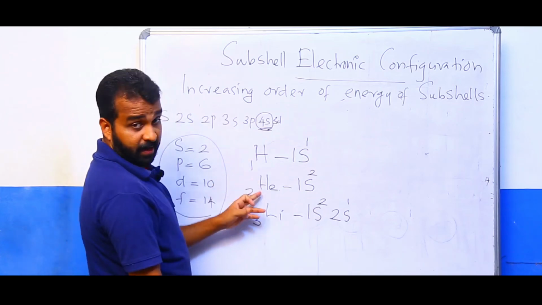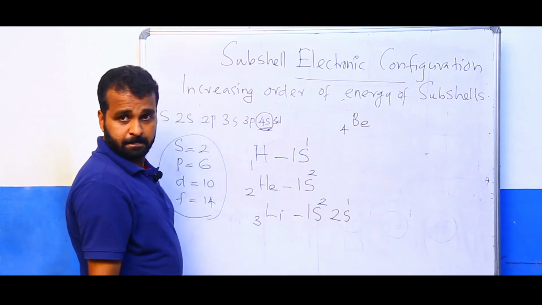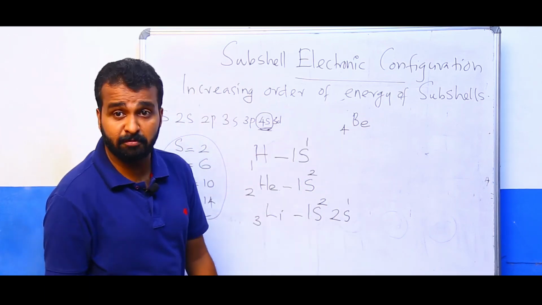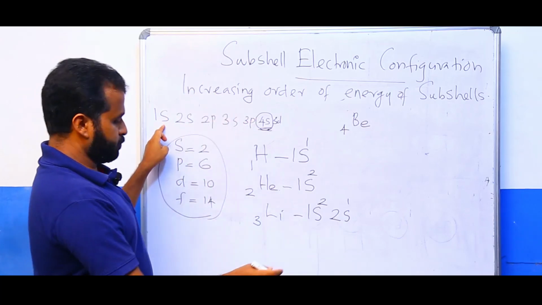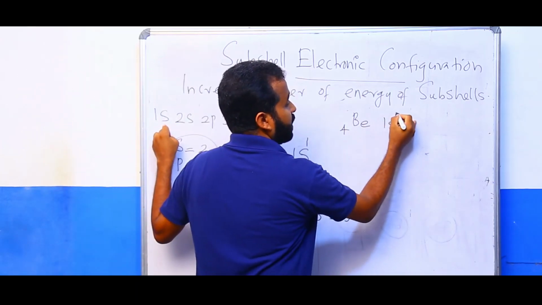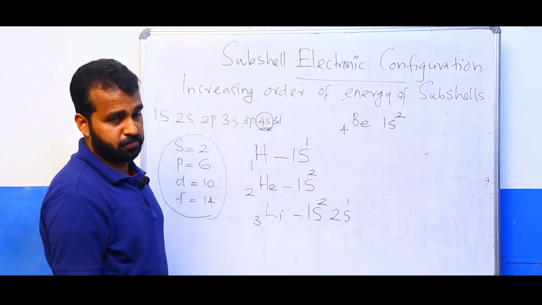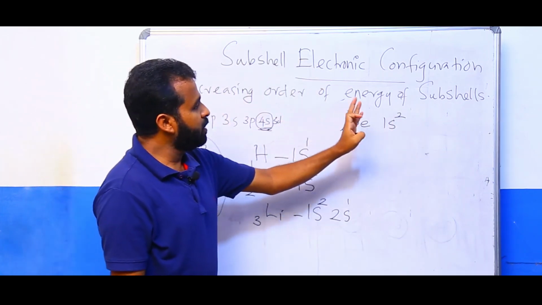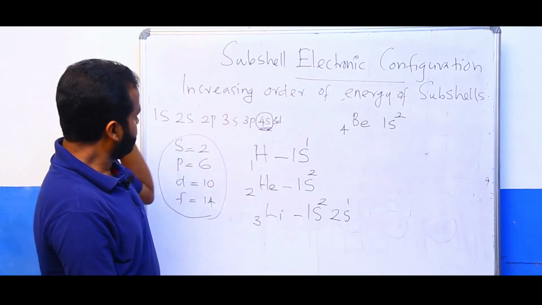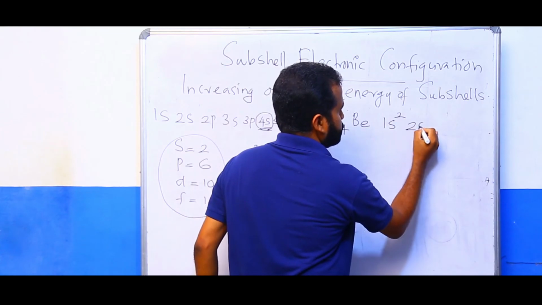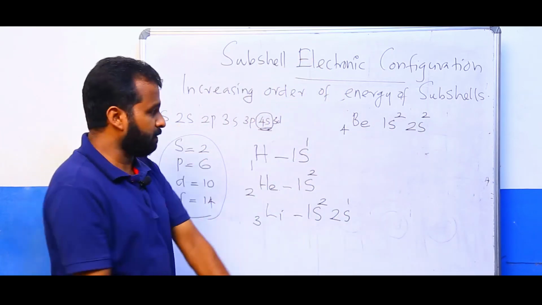Then the next one, after hydrogen, helium, lithium, is beryllium with atomic number 4. How to write its subshell electronic configuration? First of all, electrons go to the first subshell, 1s. How many electrons? 2. Good. 1s2. Then we have 4 electrons in total; 2 electrons go to the 1s subshell and 2 more electrons remain. The second subshell is 2s, so 2s2. 1s2, 2s2.